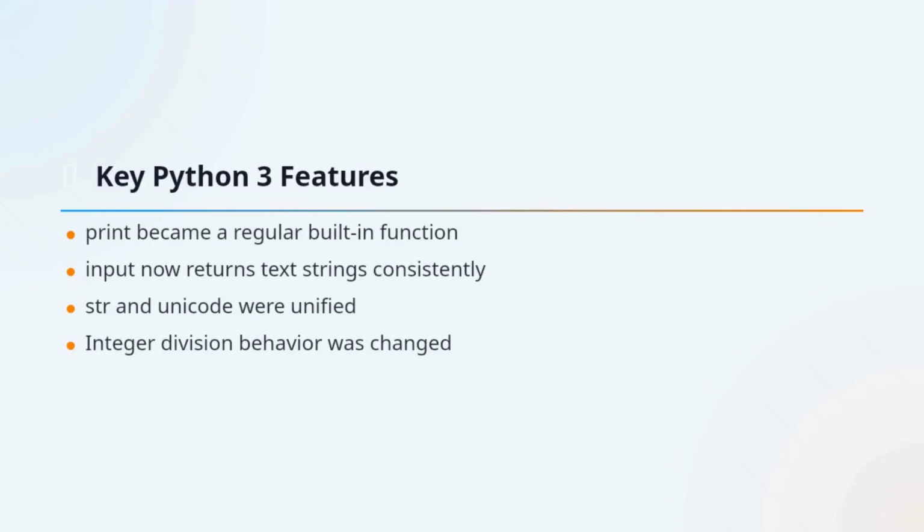Python 3 introduced several changes that are now considered normal by modern Python programmers. The print statement became a regular function, which made syntax cleaner and more consistent. Input handling also changed, and text support became much clearer by unifying str and Unicode into a single text type while separating bytes data. Another famous change was division. In Python 3, 5 divided by 2 gives 2.5, while floor division uses the separate double slash operator.